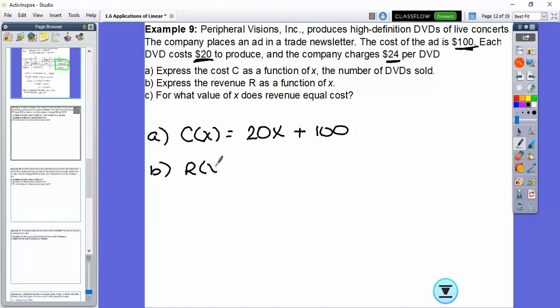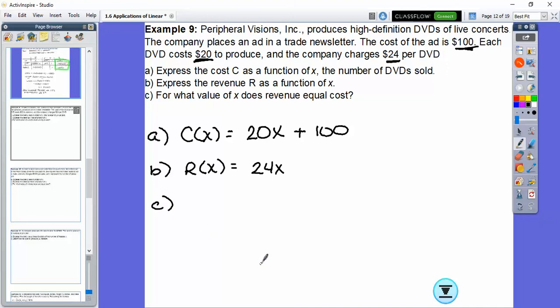Part B is revenue as a function of x. So R of x, that's the money you're bringing in. So the money you are charging other people. They charge $24 per DVD, so that's 24x. Do we have any one-time? No, so that's just it.